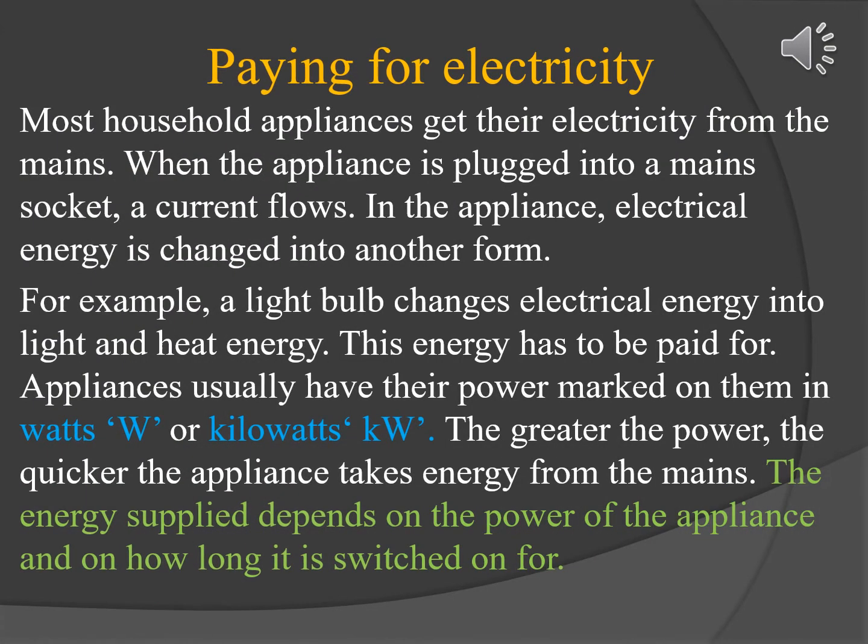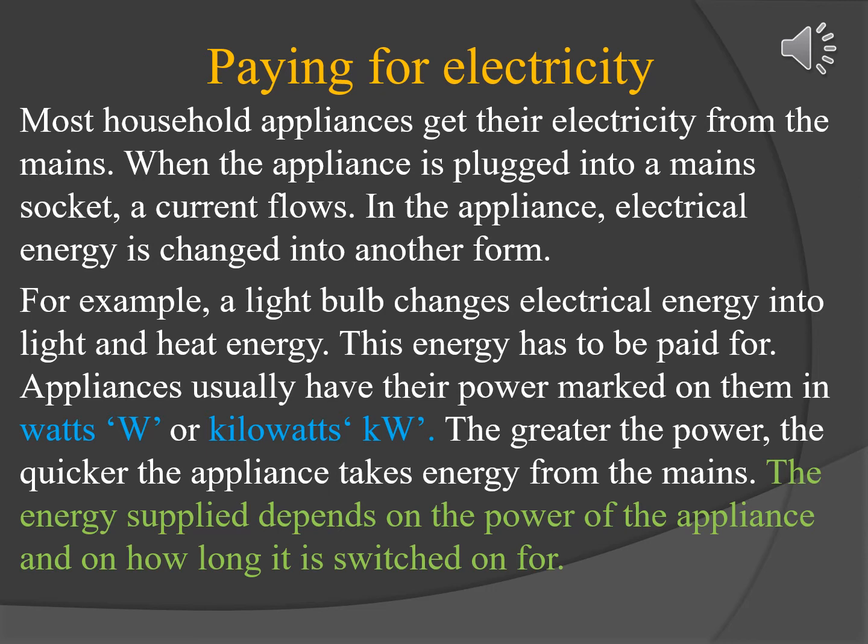Dear students, today our first topic is paying for electricity. Most household appliances get their electricity from the mains. When the appliance is plugged into a mains socket, a current flows. In the appliance, electrical energy is changed into another form. For example, a light bulb changes electrical energy into light and heat energy. This energy has to be paid for.